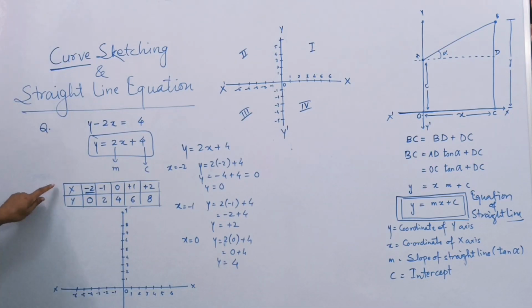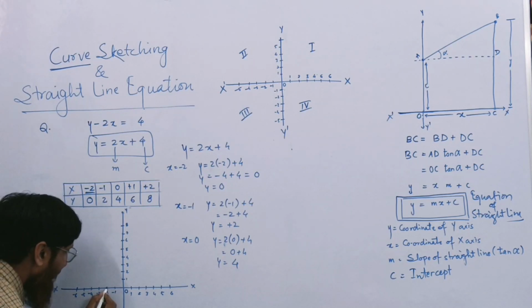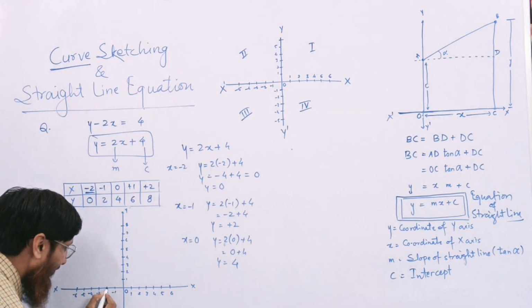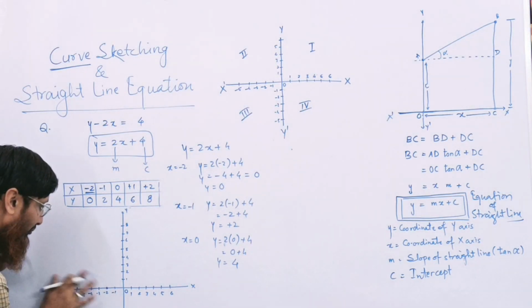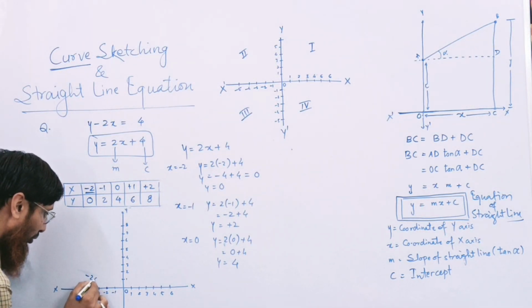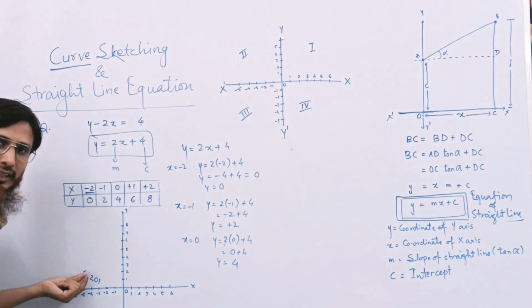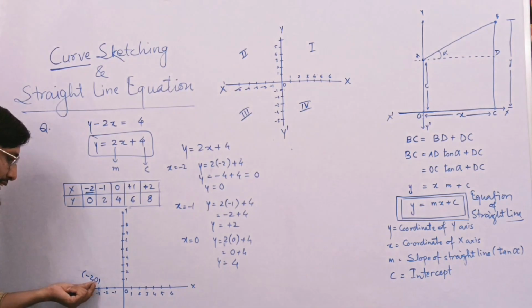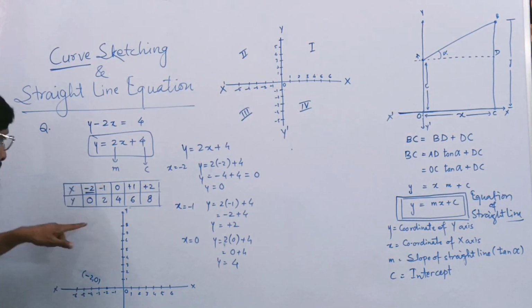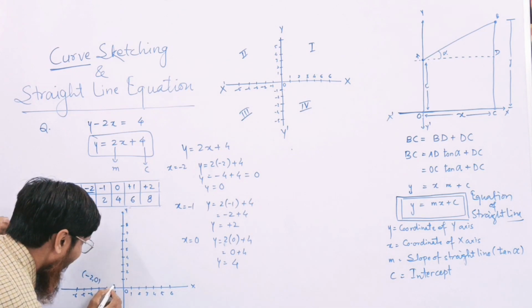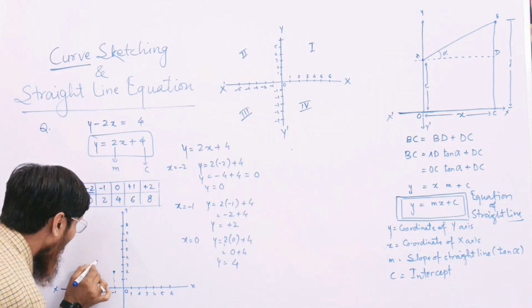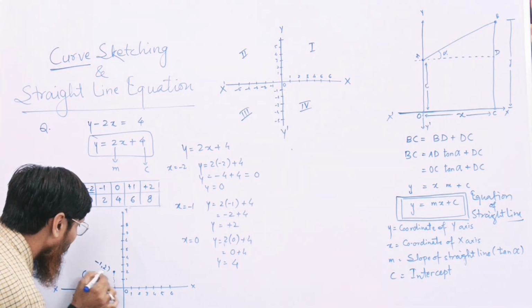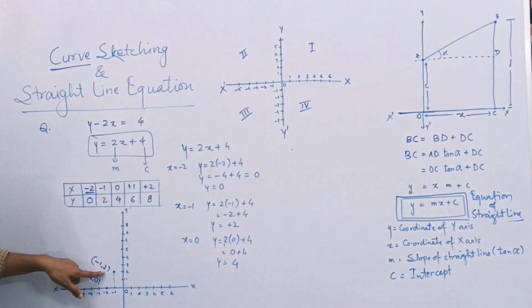Like when the value of x equals minus 2, the value of y equals 0, so it comes here only. It is written as minus 2 comma 0. The first one is the coordinate of the x-axis and the other one is the coordinate of the y-axis. Now, when x equals minus 1, the value of y equals 2. Here we come, and it is written as minus 1 comma 2. The first one is the coordinate of the x-axis, the second one is the coordinate of the y-axis.